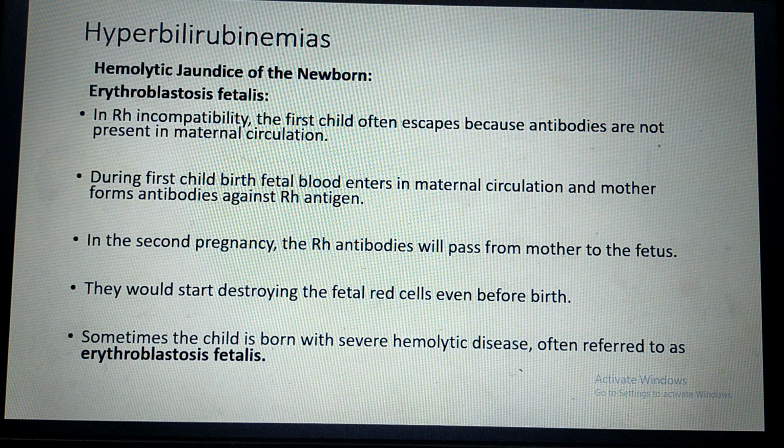In the second pregnancy, these Rh antibodies, which are IgG type, cross the placenta and enter into the fetal circulation. These antibodies attack the Rh antigen present in the fetus and destroy the fetal red blood cells even before birth. Sometimes the child is born with severe hemolytic disease, often referred to as erythroblastosis fetalis.